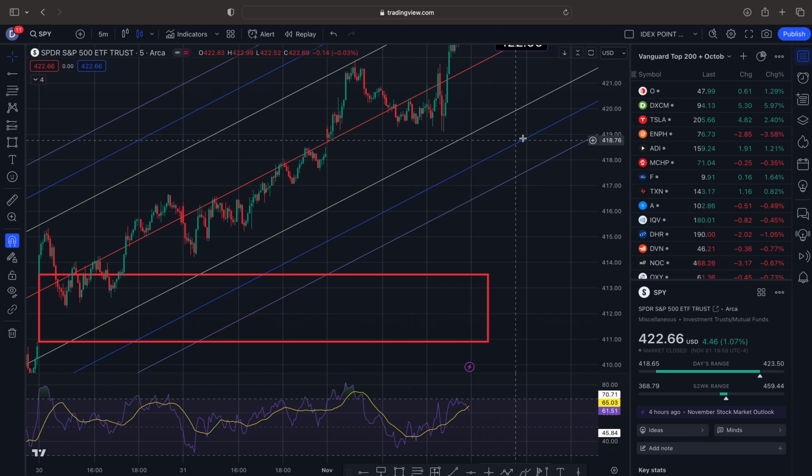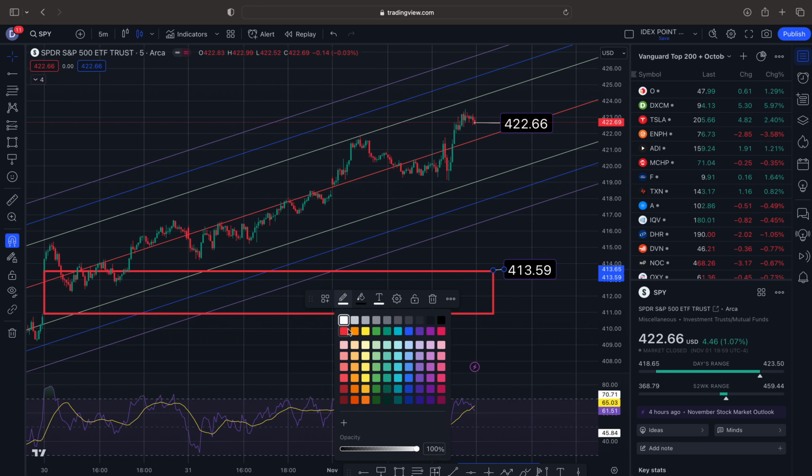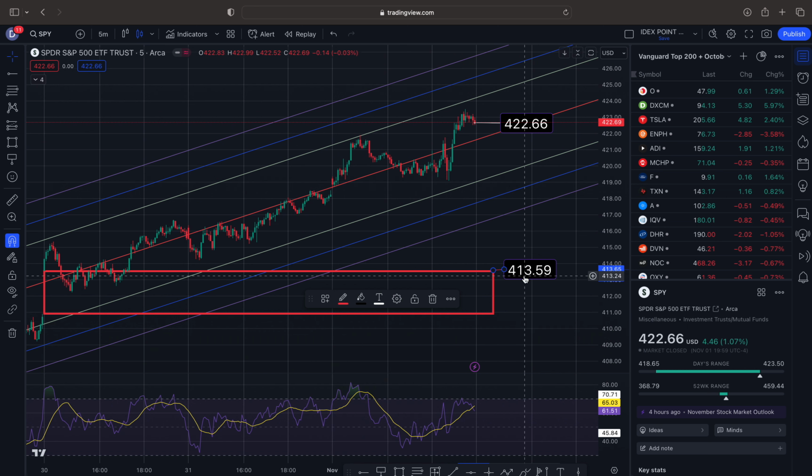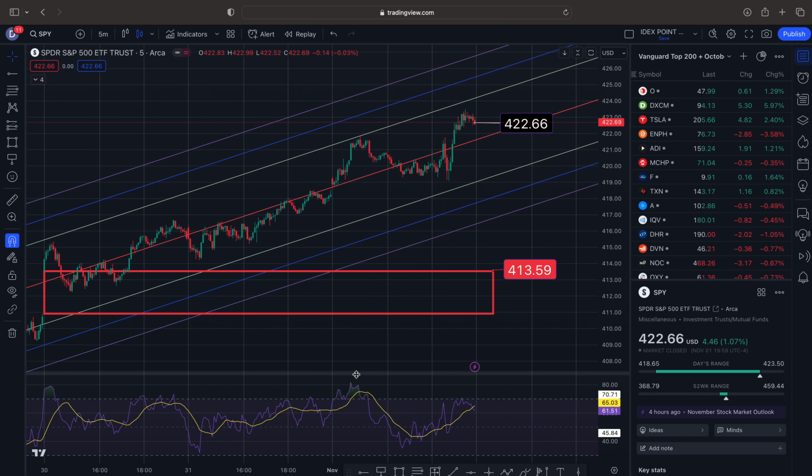Looking left, there's a gap to the downside that starts at roughly 413.59 and closes out at roughly 410.92. So watch out for that. We are not in that channel just yet, but if this turns south on us, we could get there.